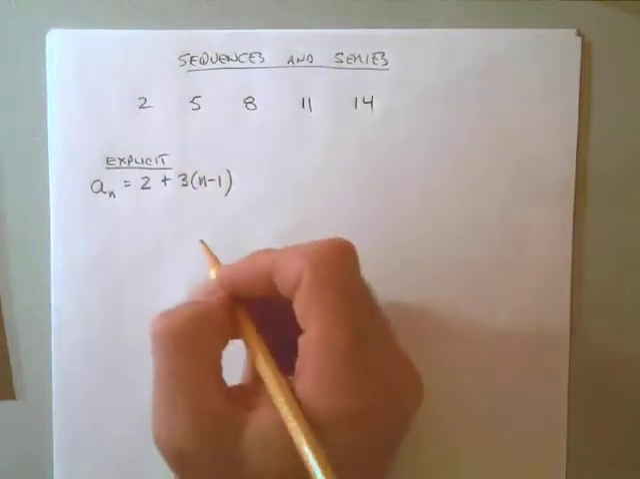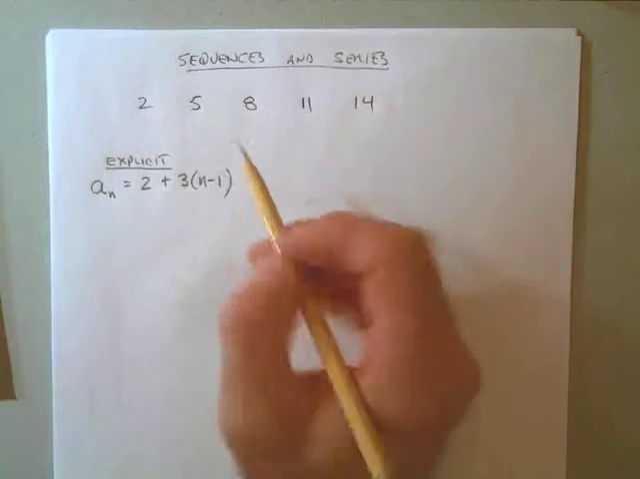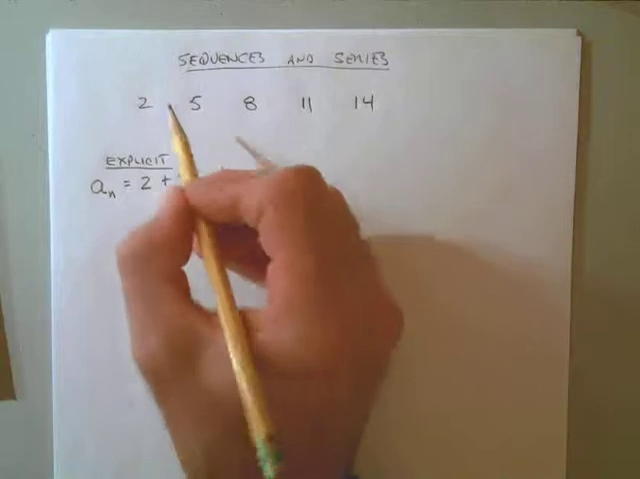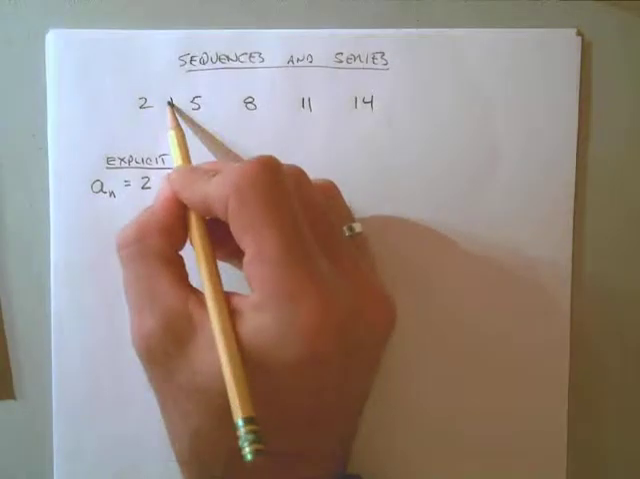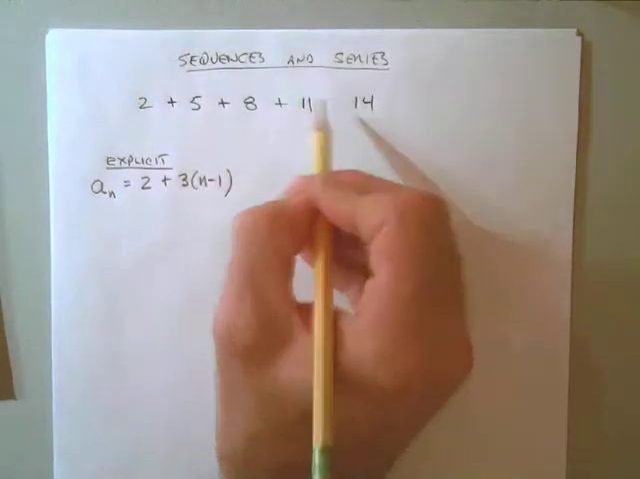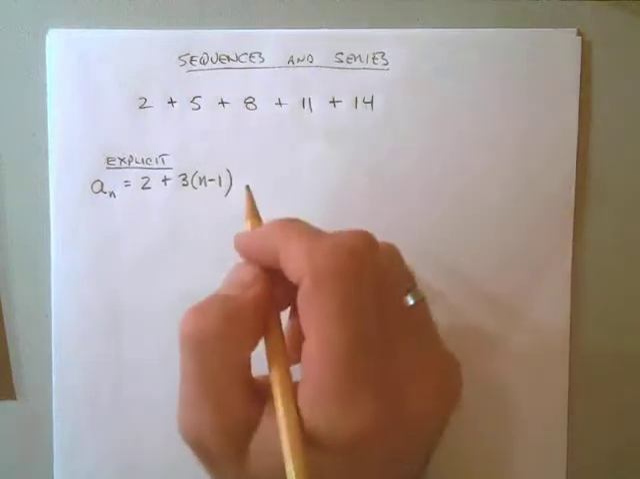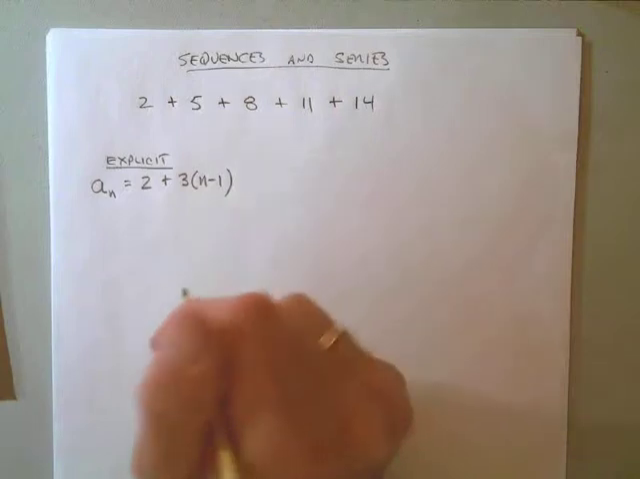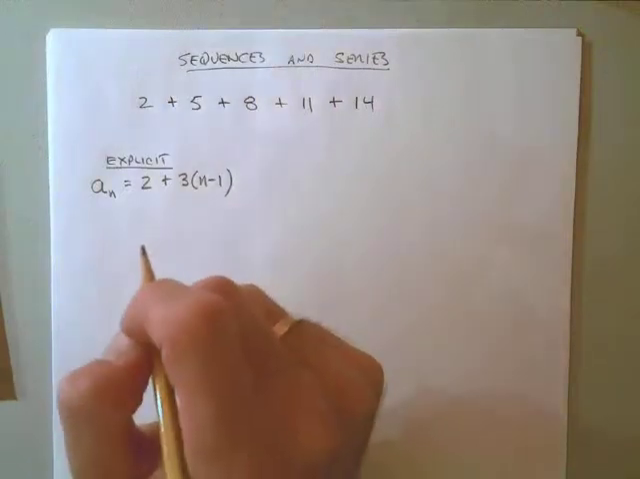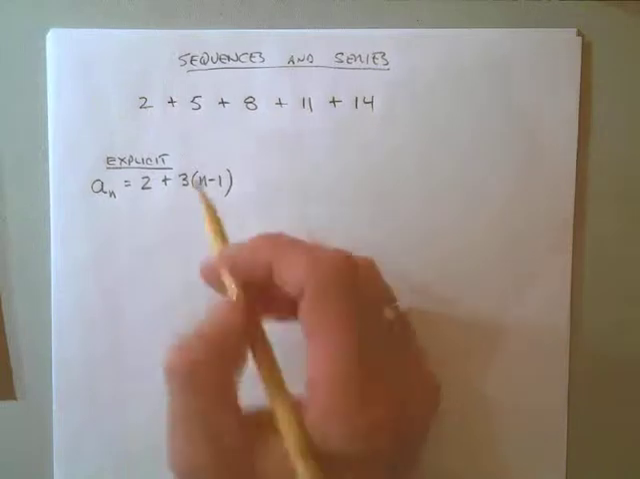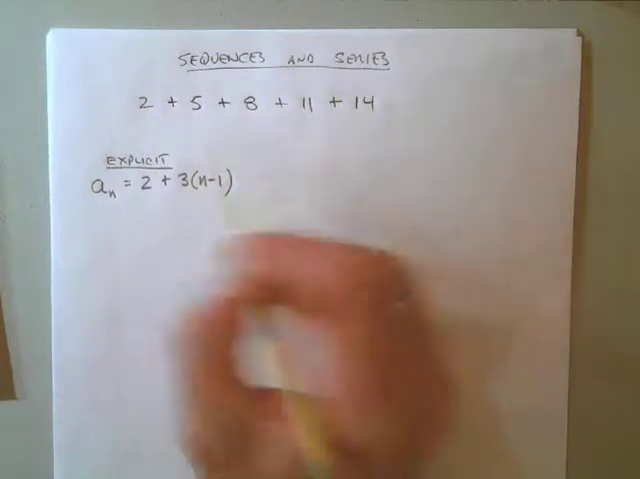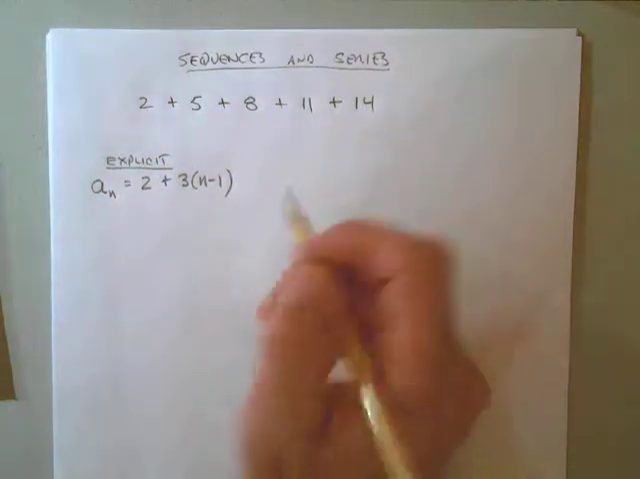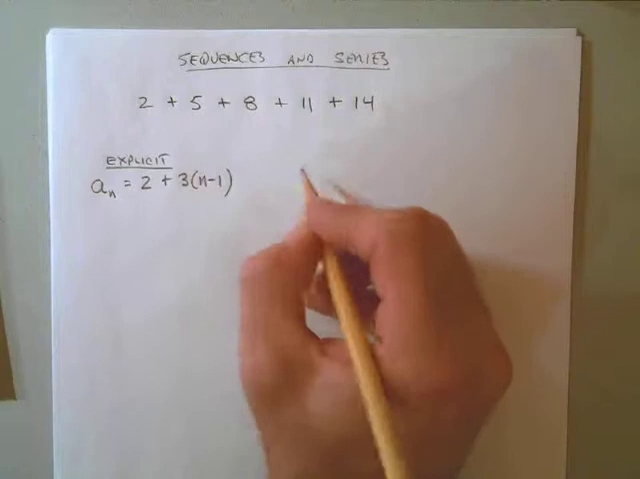Okay? Now, here's the next part. If a sequence is an ordered set of numbers, a series is a sequence of numbers that is added together. And you may recall from our last video that there are infinite series and sequences, and there are finite sequences and series. And we now have a series, and it is finite because it has a specific start and end location.